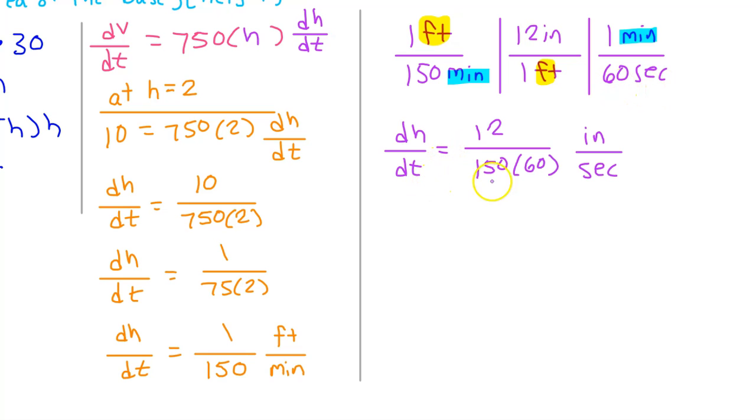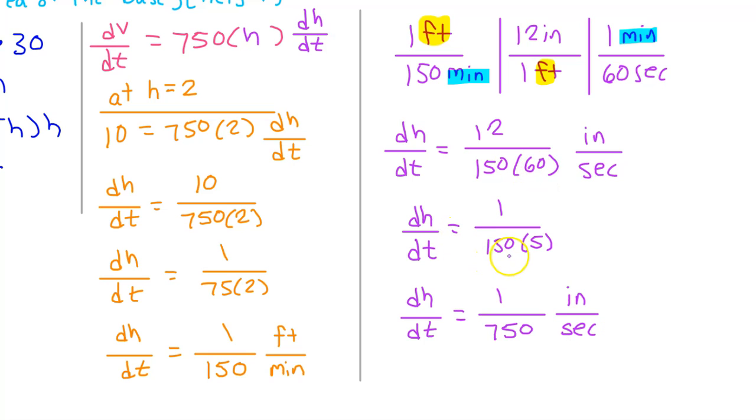So we just need to simplify this down. Actually, you could leave it like this as long as you put the units on there. However, 12 goes into 60 5 times, and 150 times 5 is 750. So dh/dt is 1 over 750 inches per second.